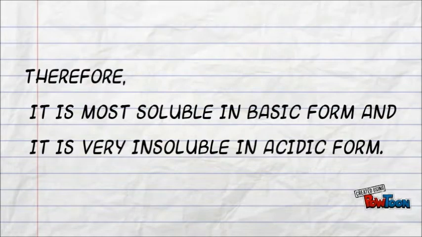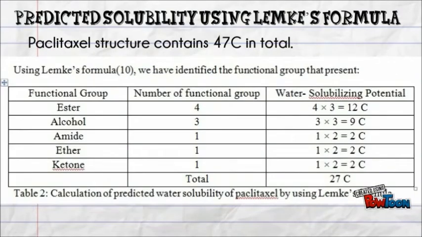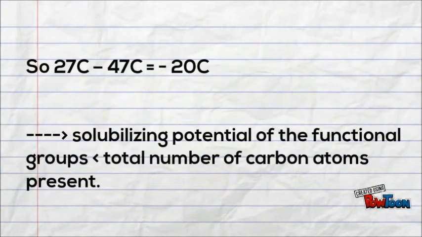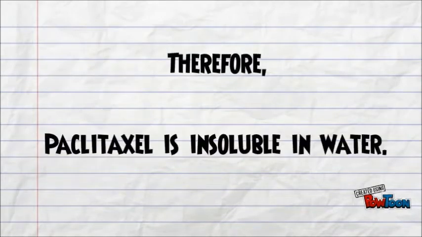Therefore, it is most soluble in basic form and insoluble in acidic form. Now we predict the solubility using Lemke's formula. The total C of paclitaxel is 47, but the solubilizing potential of the functional groups is only 27. Therefore, paclitaxel is insoluble in water.